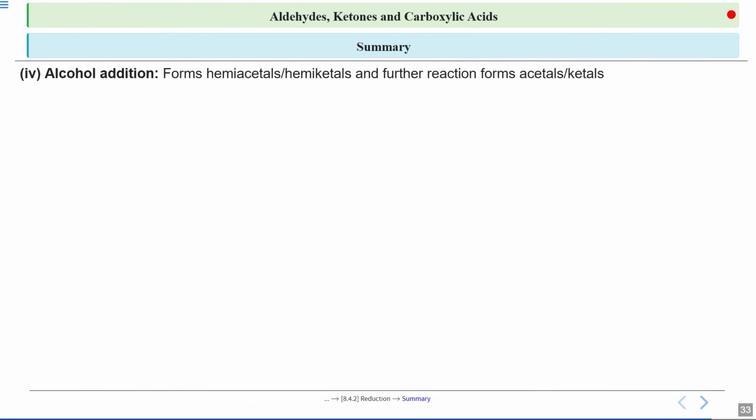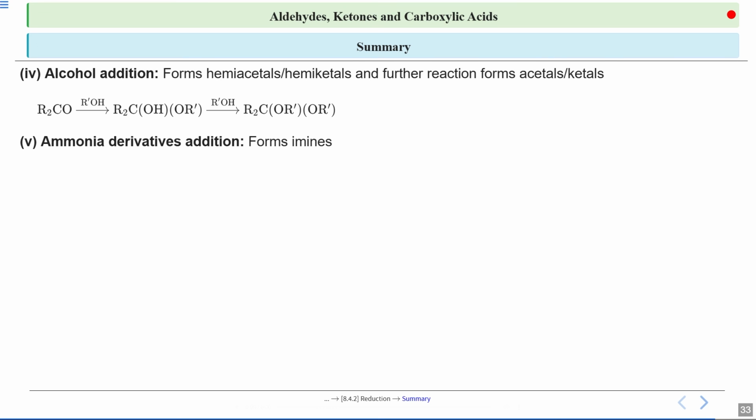Now, alcohol addition forms hemiacetals and hemiketals, and on further reaction they form acetals or ketals. Look at this particular reaction which shows this. When you react a carbonyl group with alcohol, you get a hemiacetal or hemiketal, and when you react this further with another molecule of alcohol, you get a ketal or acetal. And ammonia derivative addition forms imines. This reaction shows that it forms imines.